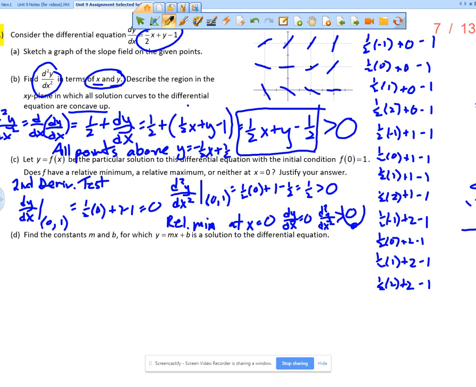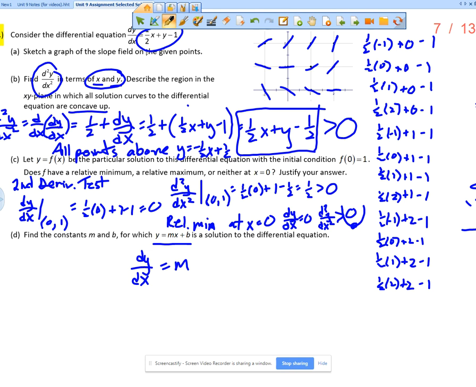Find the constants m and b for which y equals mx plus b is a solution to the differential equation. All right, so let's think about this. This is the solution to the differential equation, right? Therefore, its derivative, dy dx, is equal to, well, what is the derivative of y equals mx plus b? Remember, it's just m. m is a constant, right? If it's a line, y equals mx plus b, then the slope is its derivative.